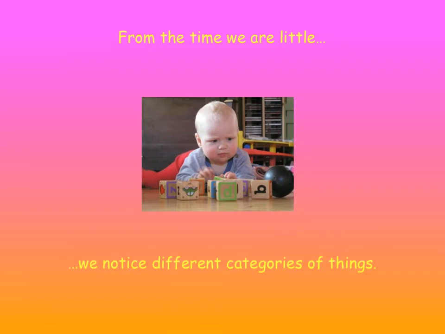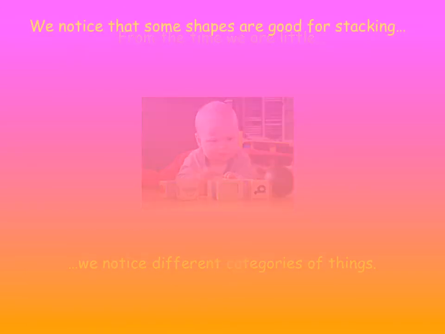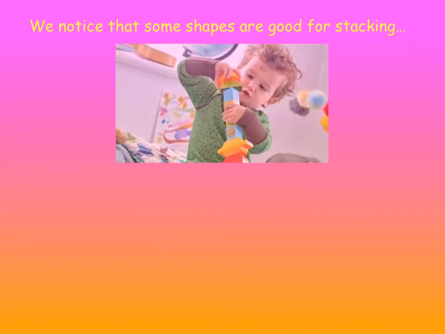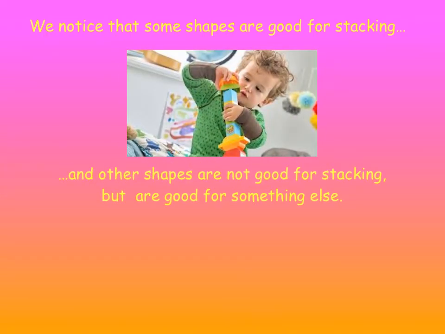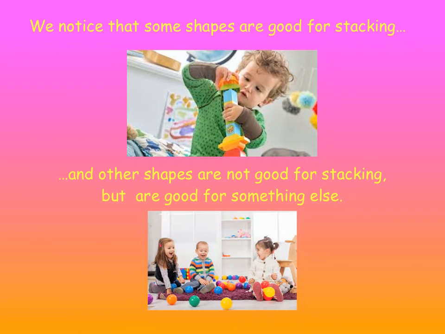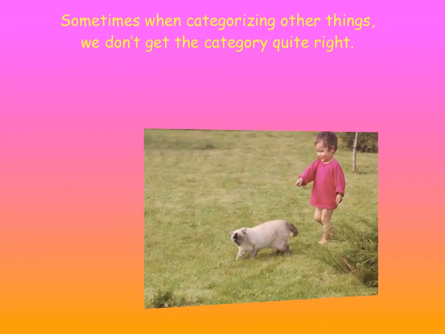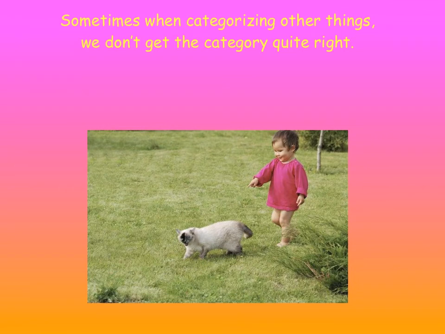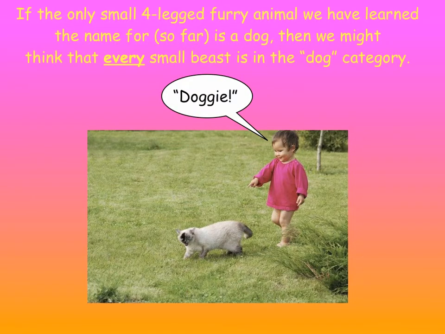From the time we're little, we notice different categories of things. We notice that some shapes are good for stacking and other shapes are, well, not good for stacking, but are good for something else. Sometimes when categorizing other things, we don't get the category quite right. So here's a little kid seeing a doggy. If the only small four-legged furry animal we've learned the name for so far is a dog, then we might think that every small beast is in the dog category.